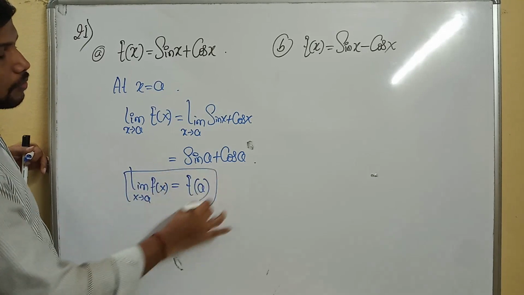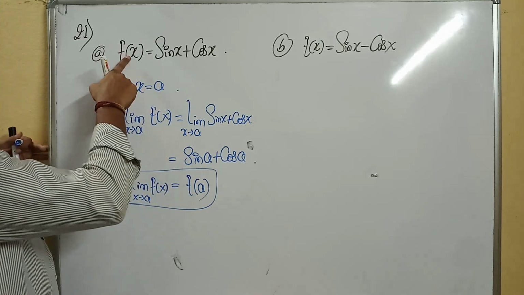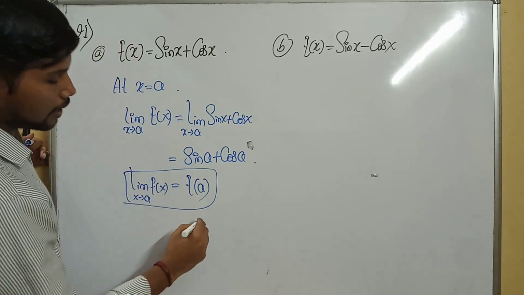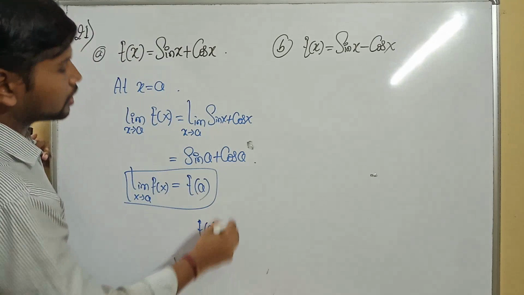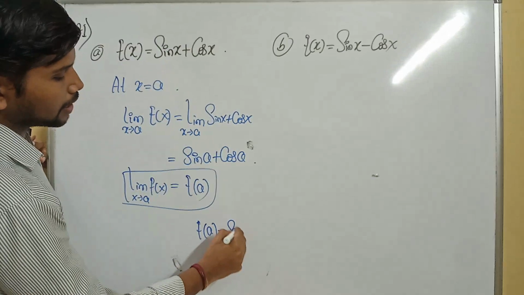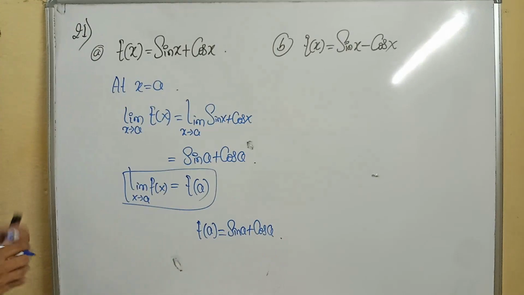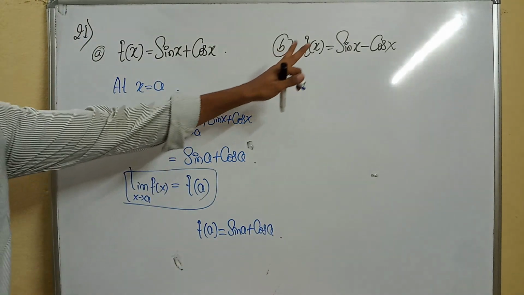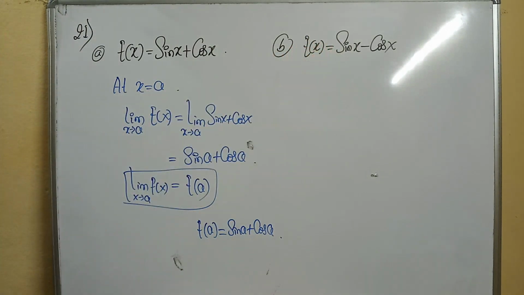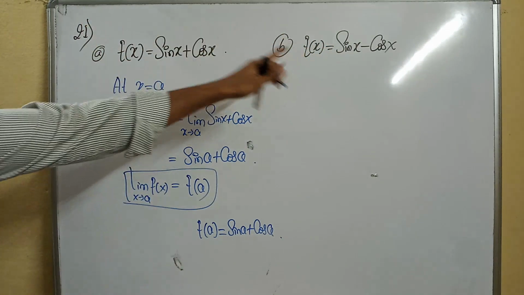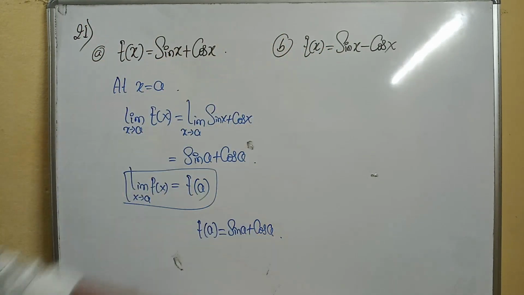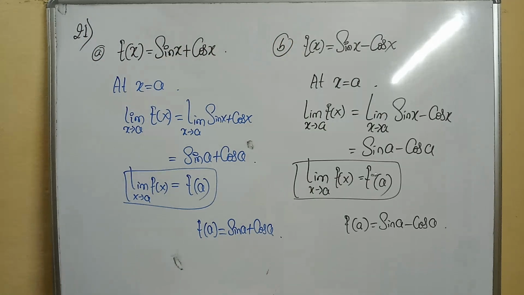What is the meaning of why it is f of a? Whenever you are substituting x by a, what is f of a now? What is f of a? Sin x will be sin a, cos x will be cos a. Understood the part clearly? In the similar manner, you need to solve sin x minus cos x. Wherever minus or plus is here, there we need to write minus.